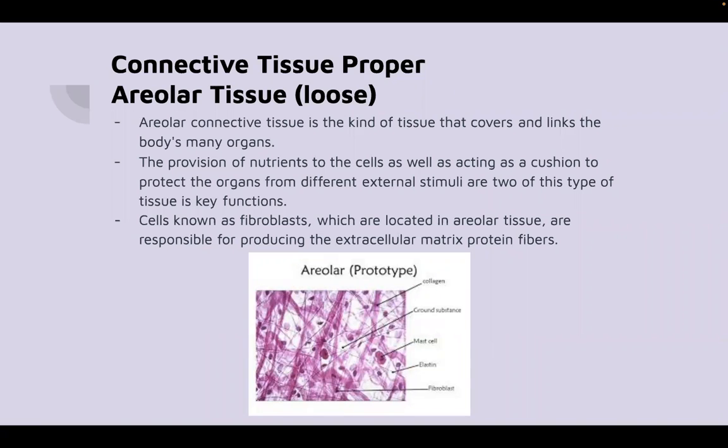Now we're going to talk about the different... So this is like a representation of the areolar tissue, I'm sorry.